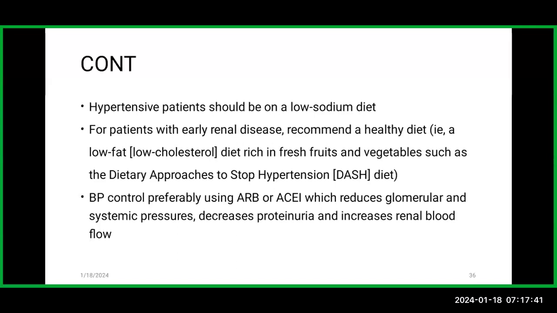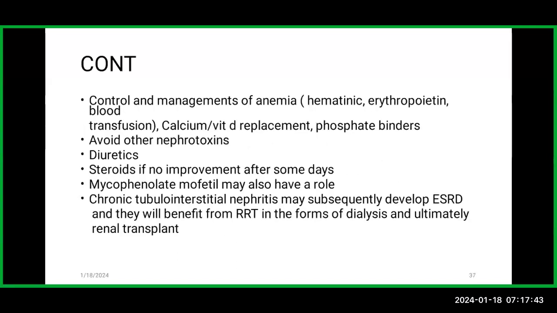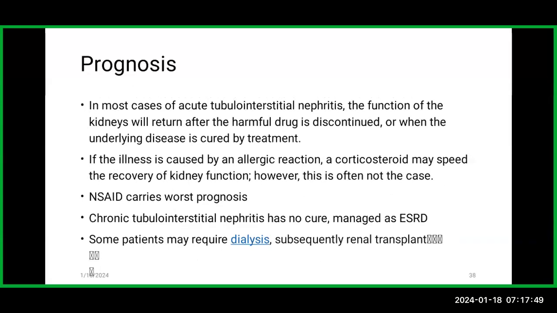Hypertension should be controlled with ARBs. So like I said, all these drugs should be used, and subsequently in end-stage renal disease, they will benefit from renal replacement therapy. In most cases of acute tubulointerstitial nephritis, so prognosis, the function of the kidneys will return to normal after the harmful drug is discontinued or when the underlying disease is cured by treatment.